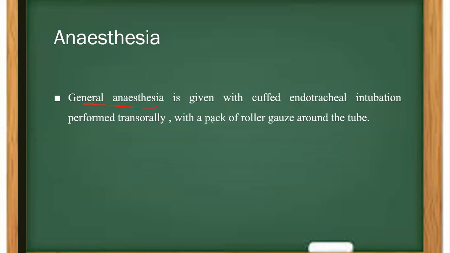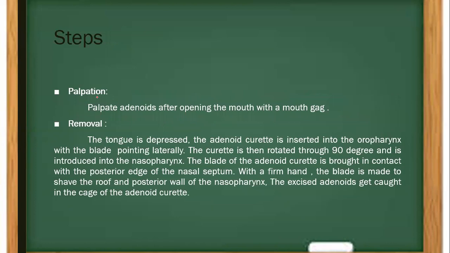Okay. Then steps. Which are the steps of adenoidectomy? First is palpation. First, you should palpate the adenoids after opening the mouth with a mouth gag. Then removal. Tongue is depressed. Adenoid curette is inserted into the oropharynx with the blade pointing laterally. The curette is then rotated through 90-degree angle and is introduced in the nasopharynx.